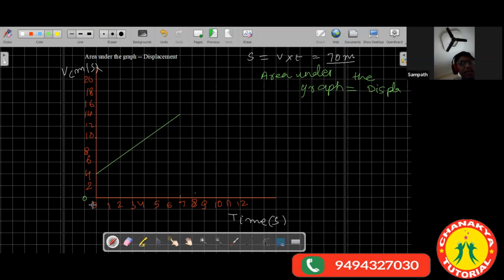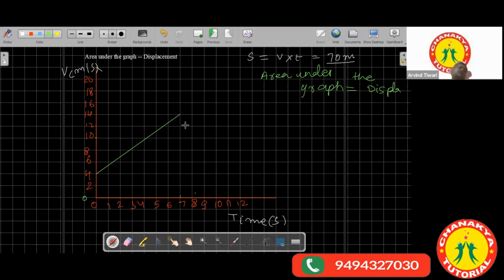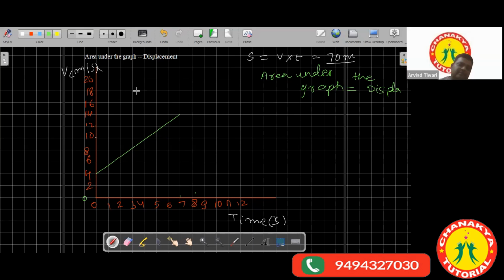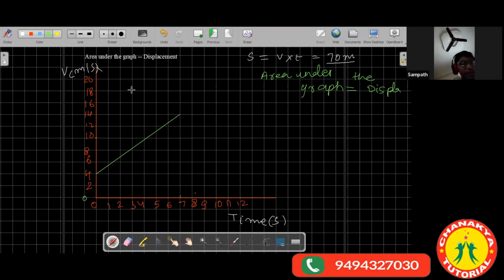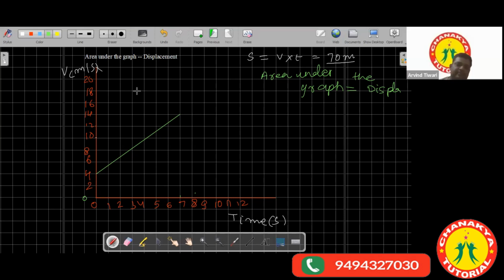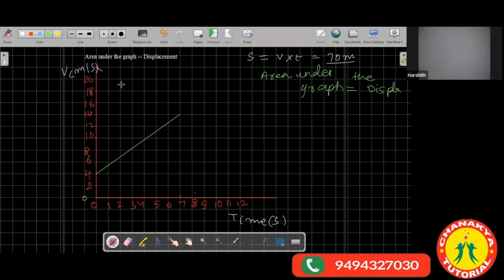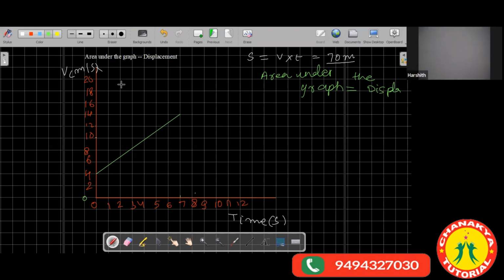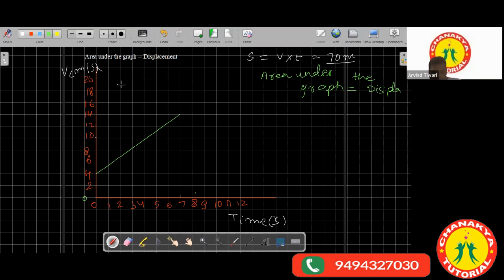The displacement will be 35 meters. What is the initial velocity here? Sir, 4 meters per second. And what's the final velocity? 14 meters per second. And what is the time? 7 seconds. What do you get for the displacement? Sir, 98 meters.